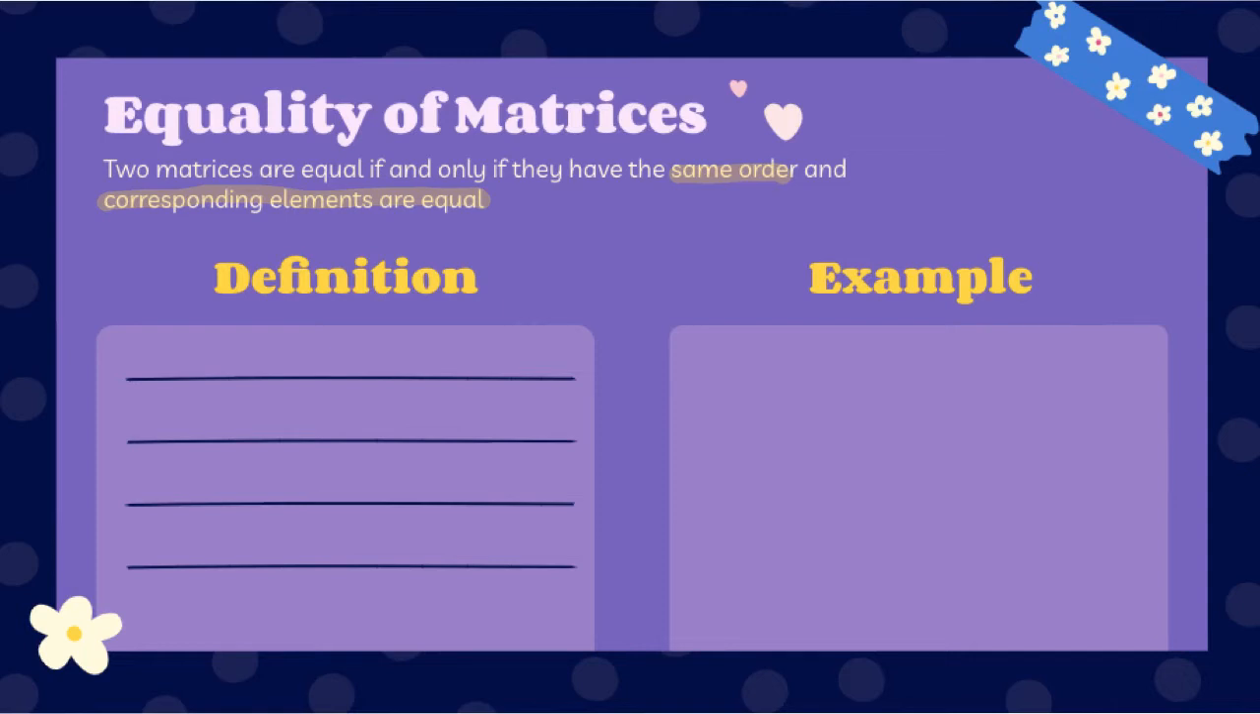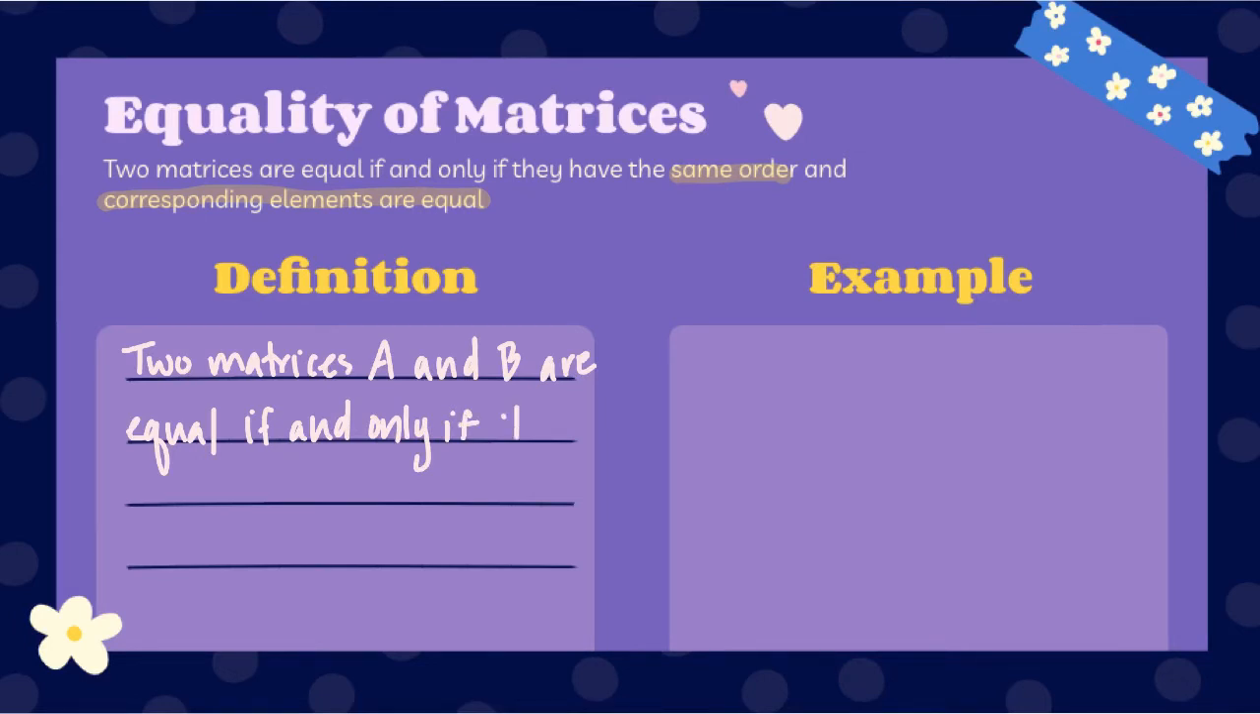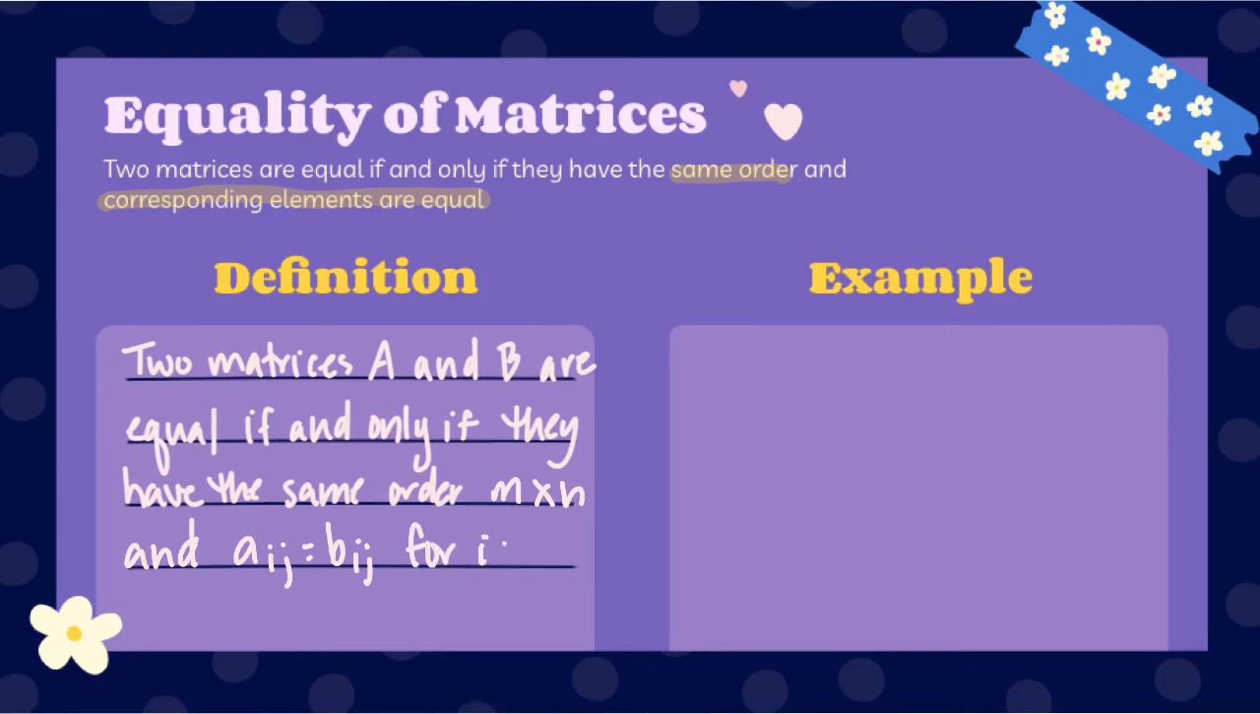Our formal definition says that two matrices, A and B, are equal if and only if they have the same order, M by N, and A sub i j equals B sub i j for i equals 1, 2 to M and j equals 1, 2 to N.